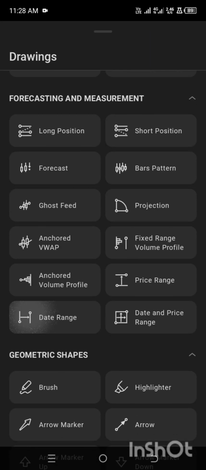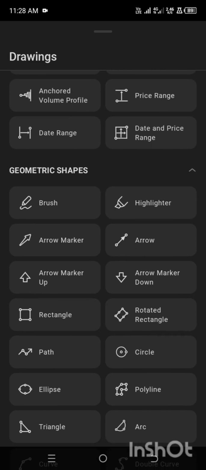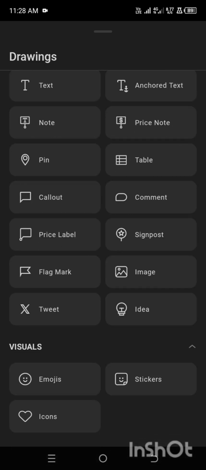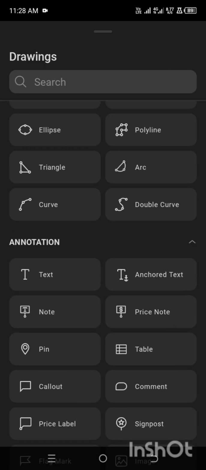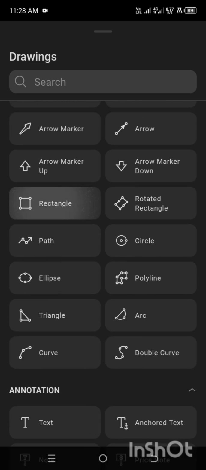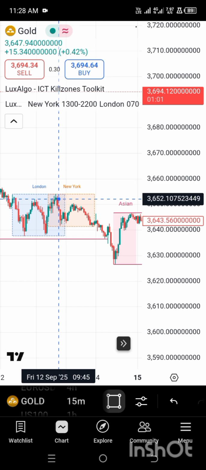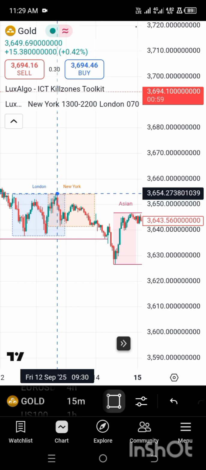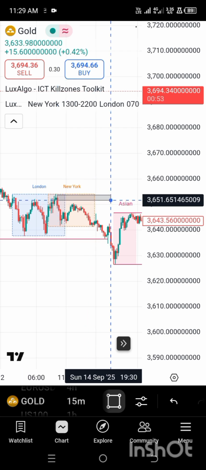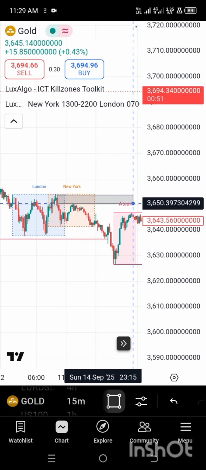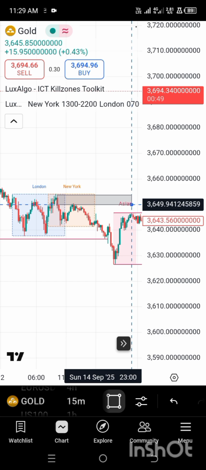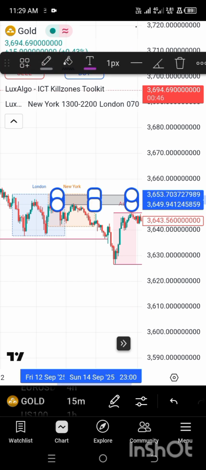In here, I'm looking for only important tools. All other tools are not of so much importance. Then let's use this rectangle. This one is used to mark order blocks, supply and demand zones, fair value gaps. For example, let's mark this order block here. We shall be using the rectangle tool to mark the order block.